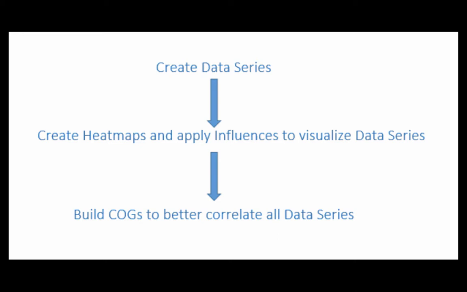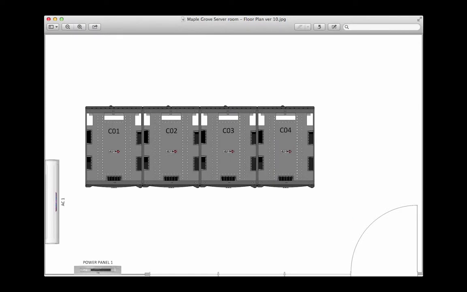To create our map, we're going to utilize an existing map of our data room, but we need to make the background of the map transparent so that our influences will show through. To do this, I'll be utilizing the GIMP image editing program.